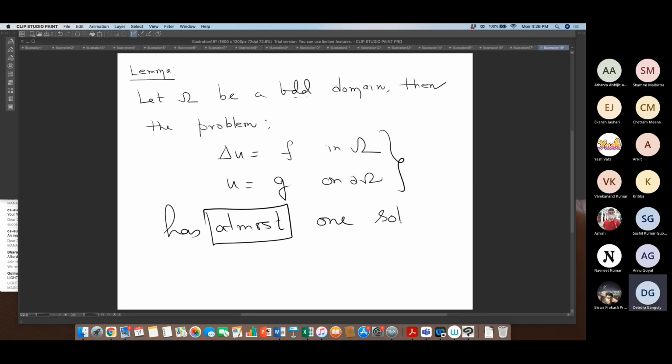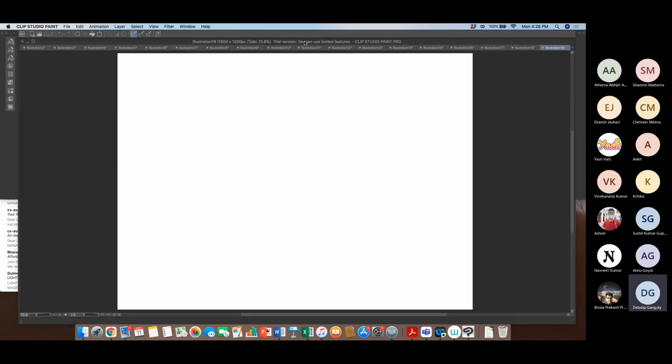One solution. Can anyone tell me why? That is some uniqueness I am proving, right? If it has a solution, then it has to be unique, and it might be possible that it has no solution. That is the difference. That is why I use the term at most one solution. Can anyone tell me why? Suppose U and V solve the problem.